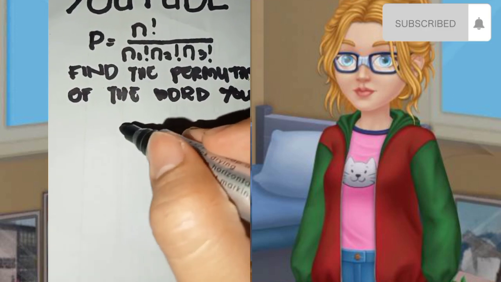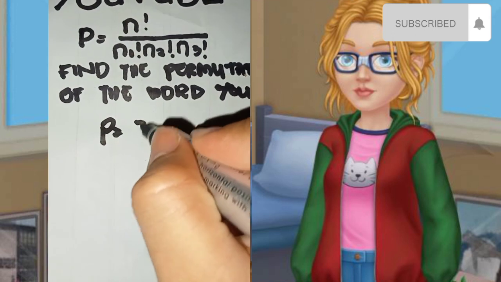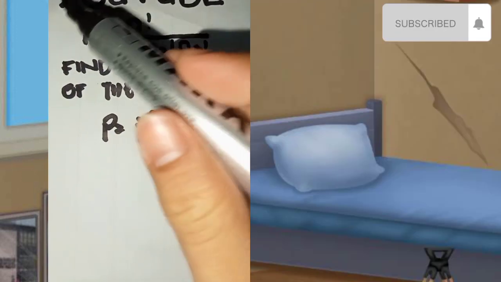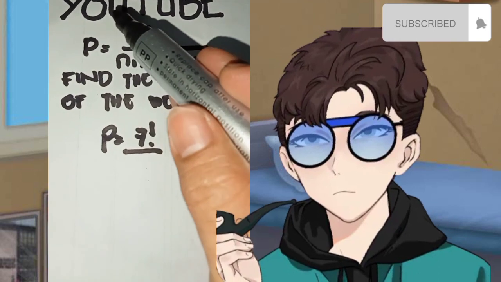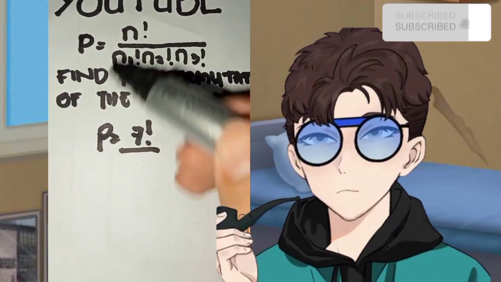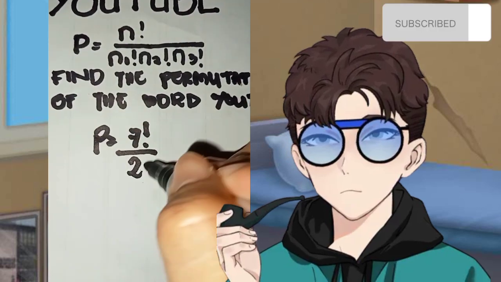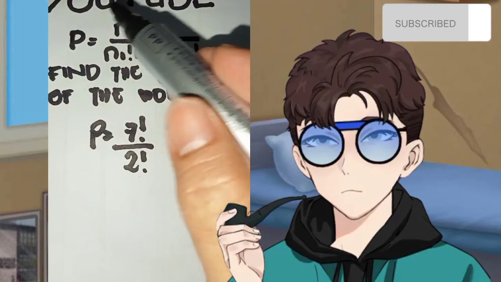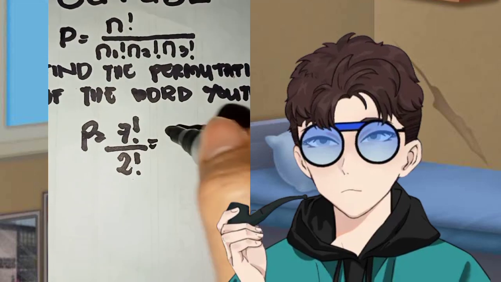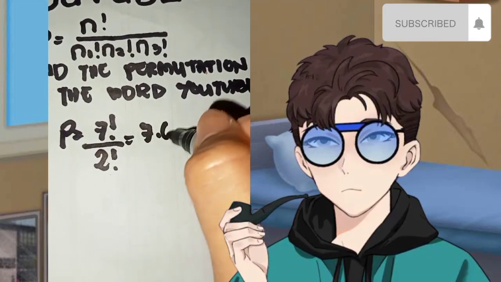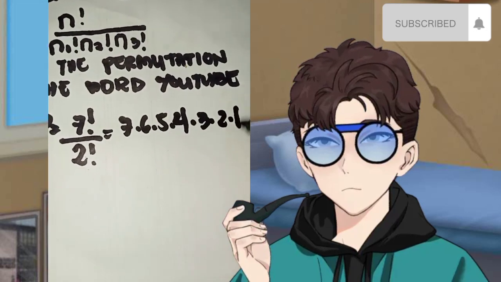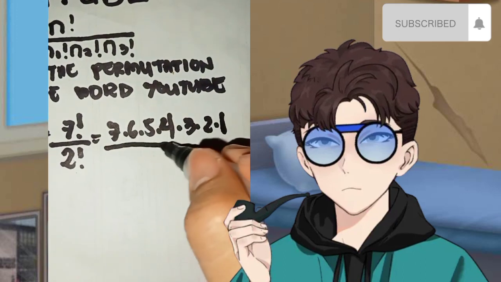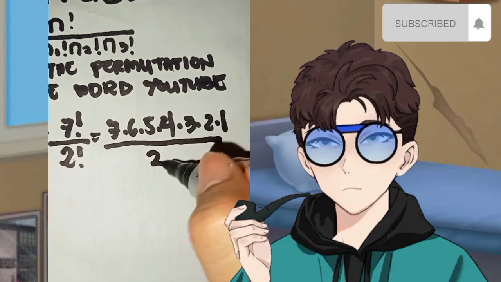So to begin, P is equal to, by substituting, 7 factorial, because the word YouTube is composed of 7 letters. Our n sub 1 would be the letter that occurs twice, and that is the letter U. So 7 factorial, to evaluate, is 7 times 6 times 5 times 4 times 3 times 2 times 1, all over 2 factorial. What is 2 factorial?